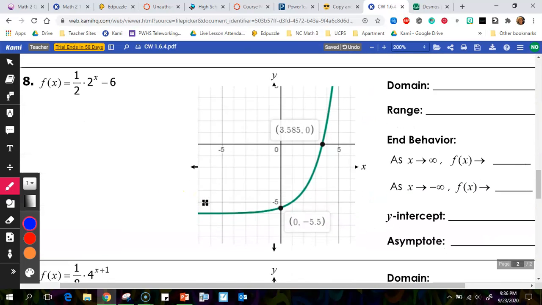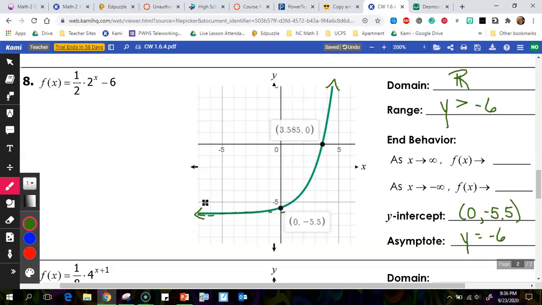Number 8. The asymptote is down here at -6. It's this line right here. And it's at y equals -6. The range, again, it's going to have a y, -6. It is everything above, and it's increasing too. So it's greater than -6. Domain, all real numbers. Y-intercept is at 0, -5.5.